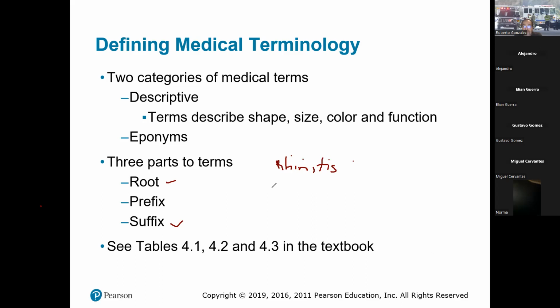Another example would be cardiomegaly, or I like to say cardiomegalia. And all that means is cardio is heart, and megalia means enlargement. So that means it's basically an enlarged heart.